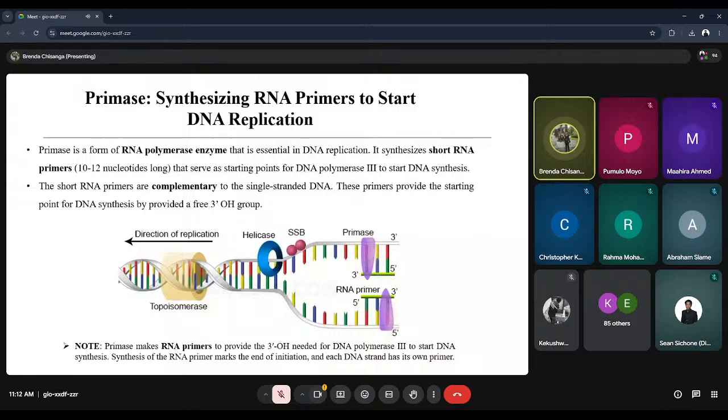One of them is that to add new nucleotides to the growing chain, it can only add in the 5 to 3 prime direction. It can only add a new nucleotide from the 5 to 3 prime direction. What this means is that it needs a free 3 prime OH group to be sitting already on the DNA template. Synthesis is in the 5 to 3 prime direction.